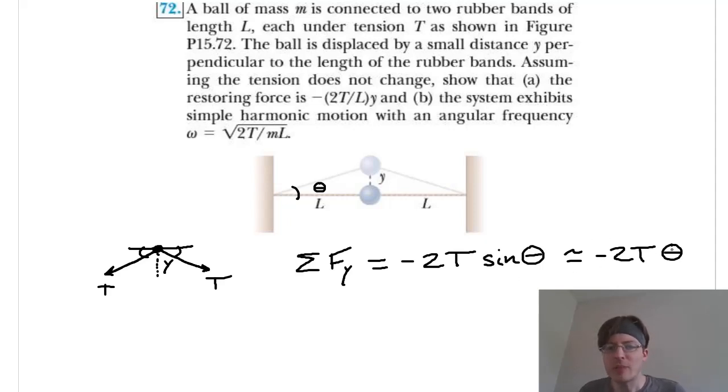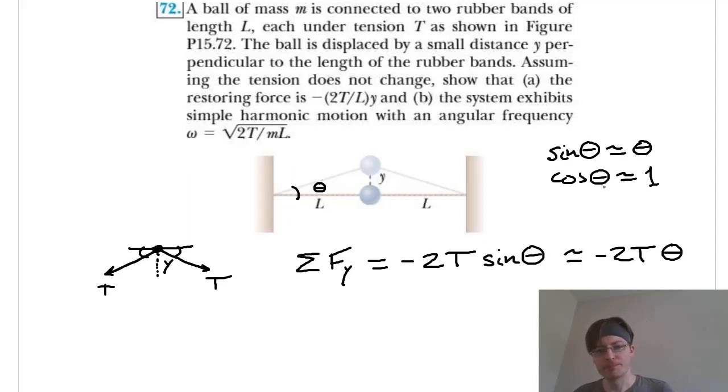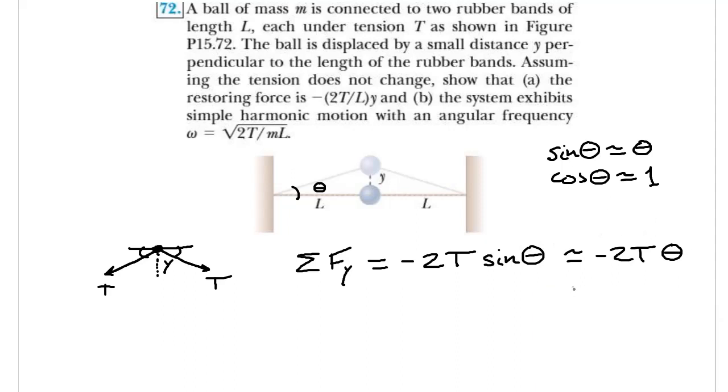Now notice, since the angle is small, theta is equal to theta divided by 1. That's just an obvious thing. And that's sine theta divided by cos theta for small angles. Remember, sine of theta is nearly theta. Cos theta is very nearly 1. That means that for very small angles, sine theta is nearly theta, which is basically sine divided by cosine, in other words, tangent. So this is approximately just minus 2T tan theta.